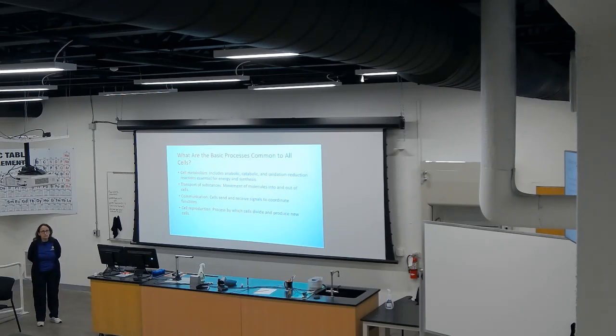So what is common to all cells? All cells have metabolism, which includes anabolism, catabolism, and another type of chemical reaction called oxidation-reduction, in which you have transfer of electrons between molecules. Oxidation is when you lose electrons, reduction is when you gain electrons. And they are essential for synthesis and for energy.